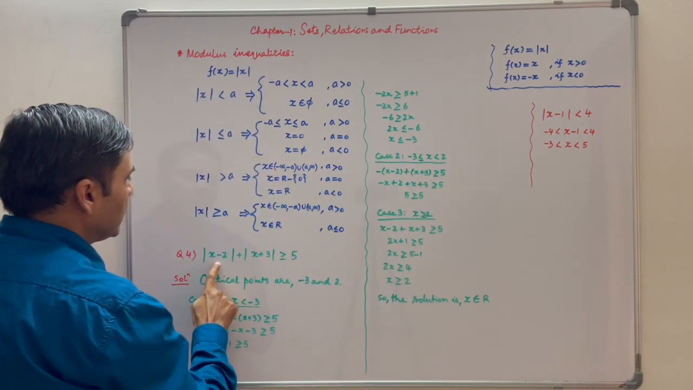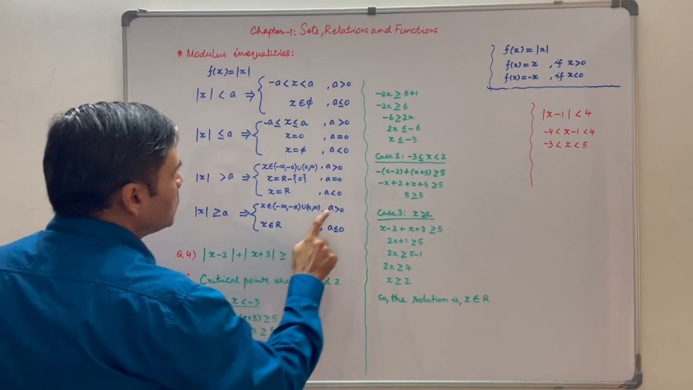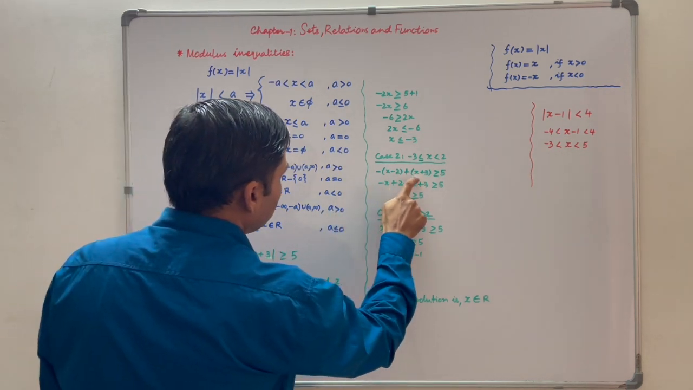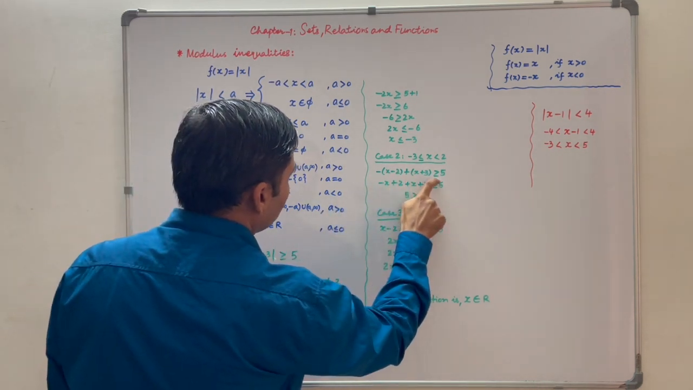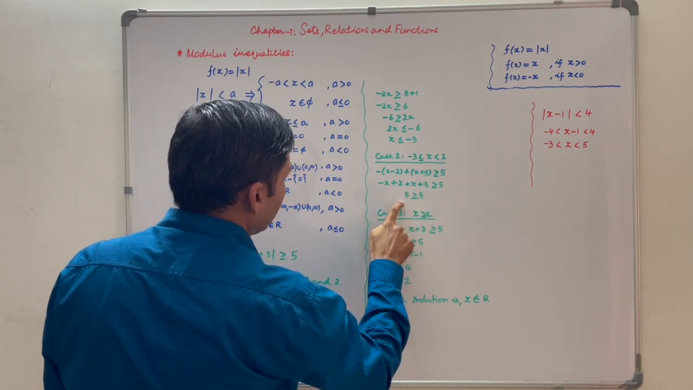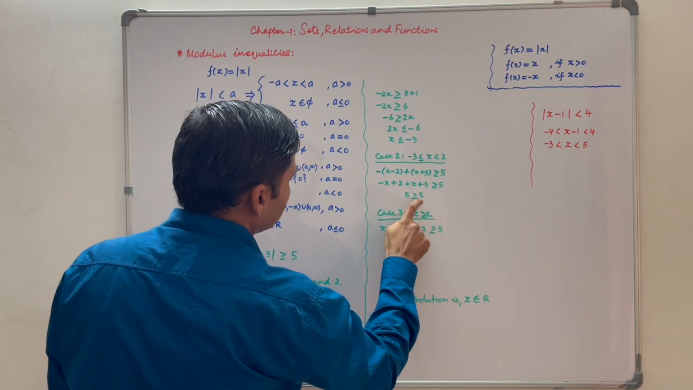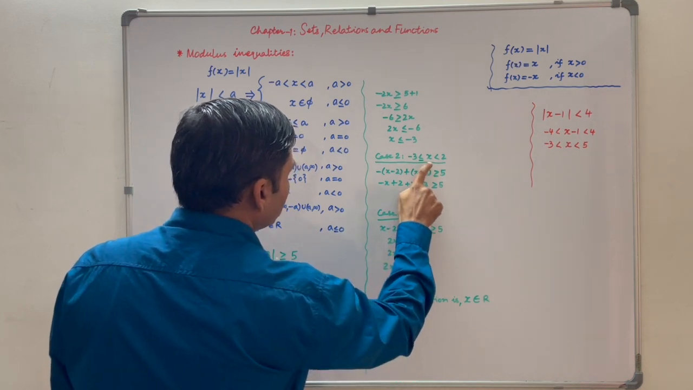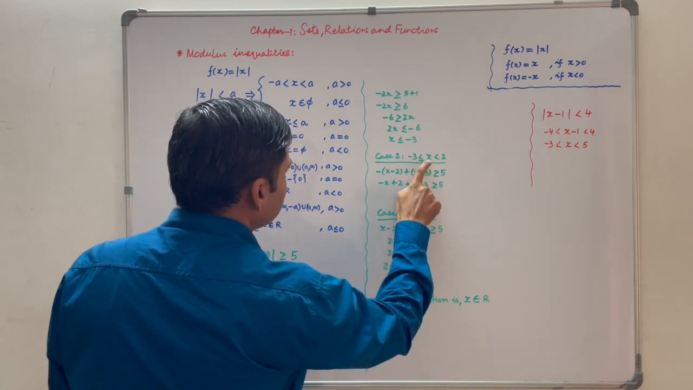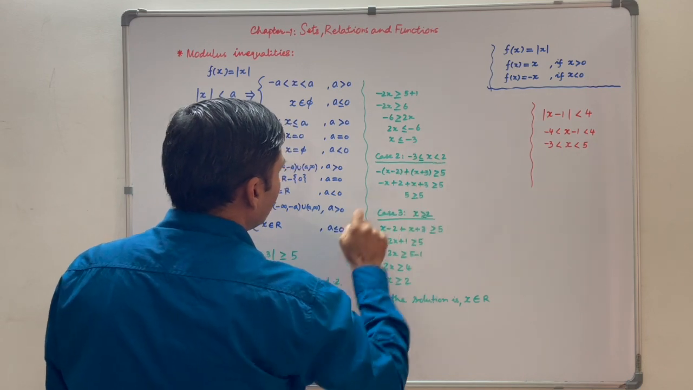So this will be negative and this will be positive. So minus (x minus 2) plus (x plus 3) is greater than or equal to 5. That means 5 is greater than or equal to 5, which is true when 5 is equal to 5. So this also is one solution when x lies between minus 3 to 2.